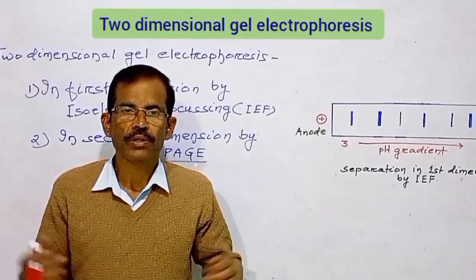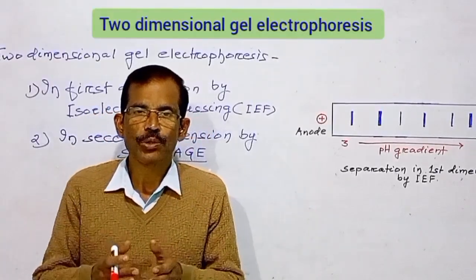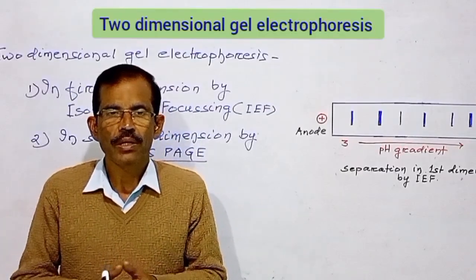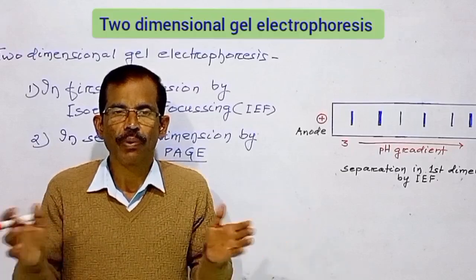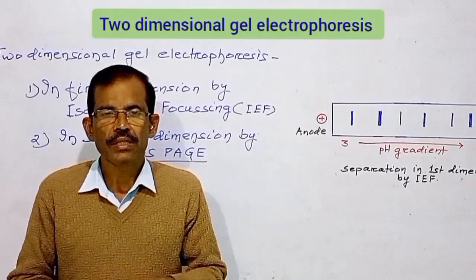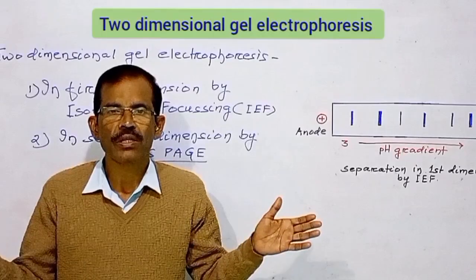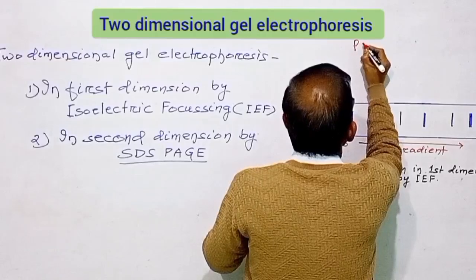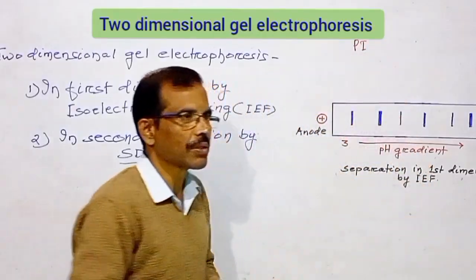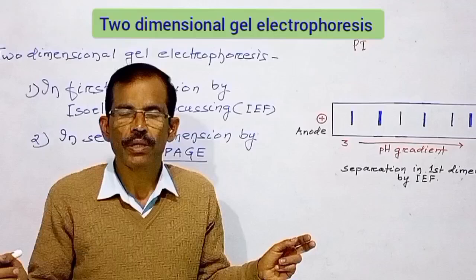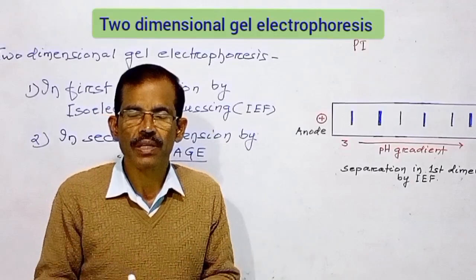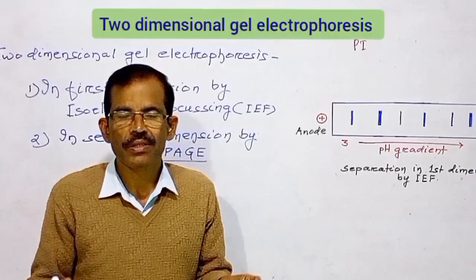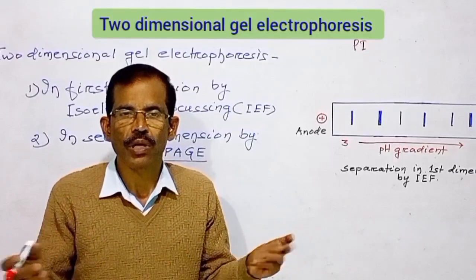Two-dimensional gel electrophoresis combines isoelectric focusing with SDS-PAGE. Isoelectric focusing is performed in the first dimension. It is a technique by which proteins are separated according to their isoelectric point. What is isoelectric point? The isoelectric point of a protein is the pH at which it carries no net charge. That means the protein is electrically neutral.